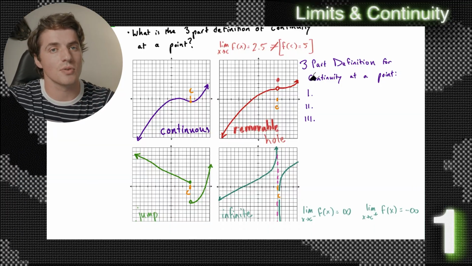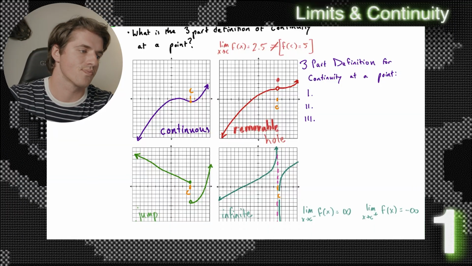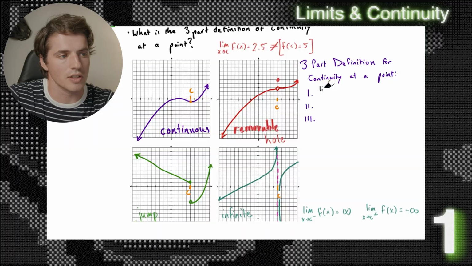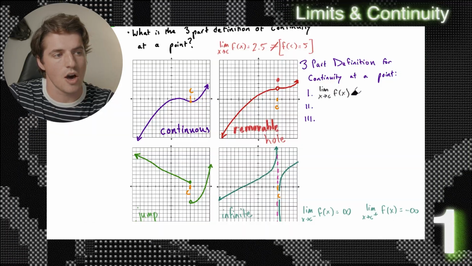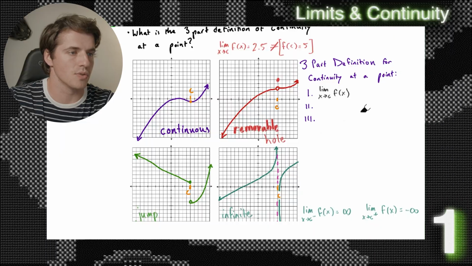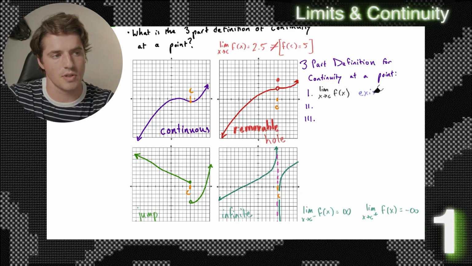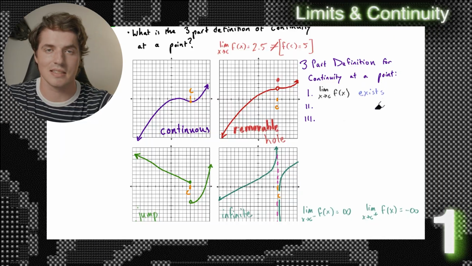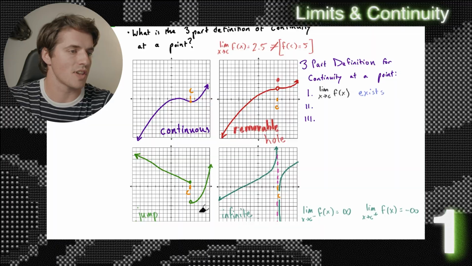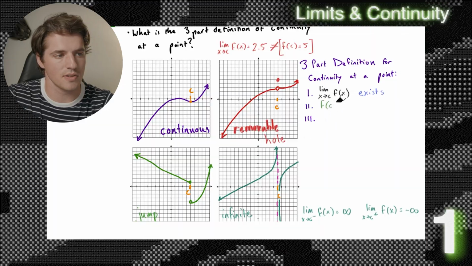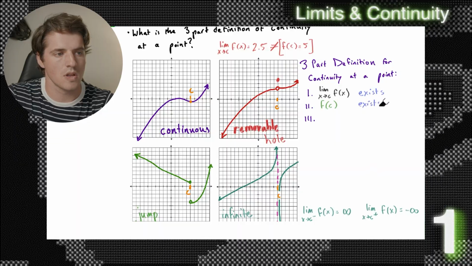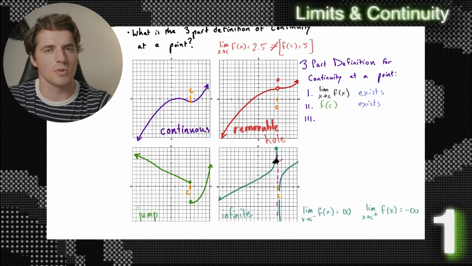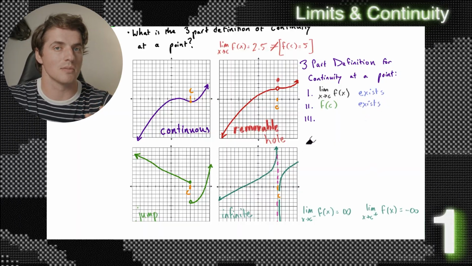So this takes us to our three-part definition of continuity. First off, the limit as x goes to c of f of x needs to exist. So the limit as x goes to c of f of x exists. The second part, f of c exists. And I'm not someone who loves memorizing things, but I do like to make things easier.